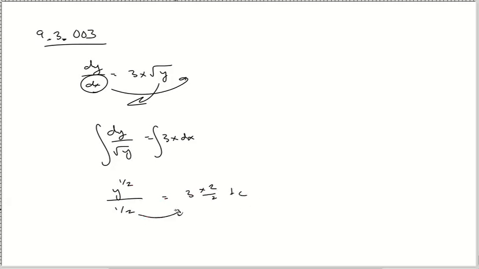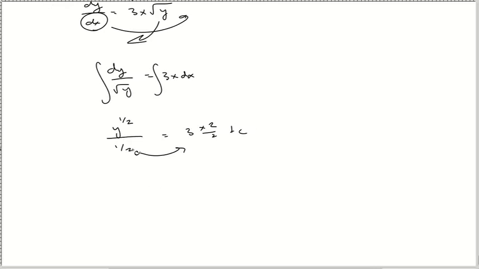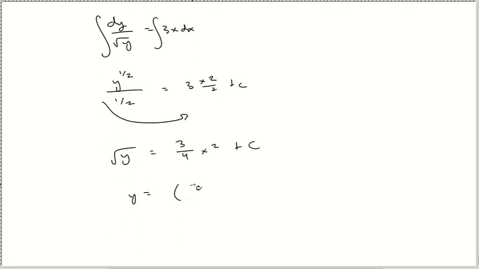Remember the plus c. When I move the 2, actually, hold on. So this is a half in the bottom, which makes a 2. So I'm going to divide by the 2, technically. And so then I get square root of y is equal to 3 over 4 x squared, and then c absorbs it. How do you get rid of your square root? Well, you square both sides, and there we go.